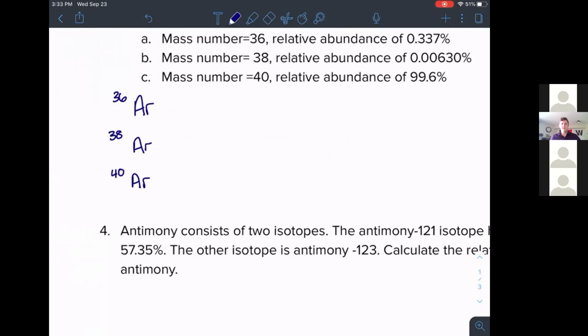All right, so we're going to start off with that, which means the mass number for argon 36 is that 36. That's why we wrote it up at the top. Just like in a nuclear symbol, that's where your 36 goes. So argon 36 has a mass number of 36. Argon 38 is going to have a mass number of 38. And argon 40 has that mass number of 40.